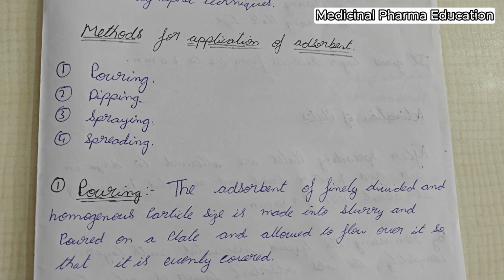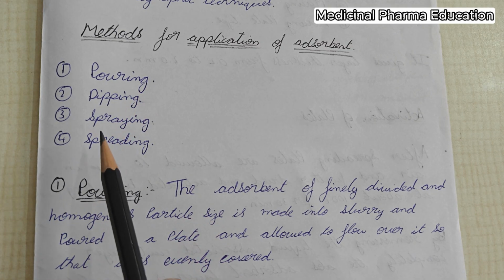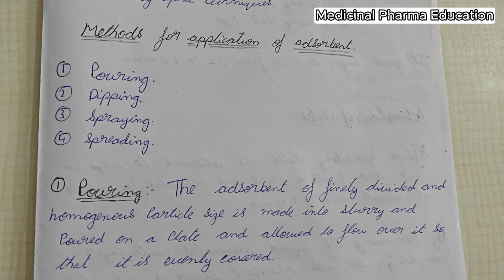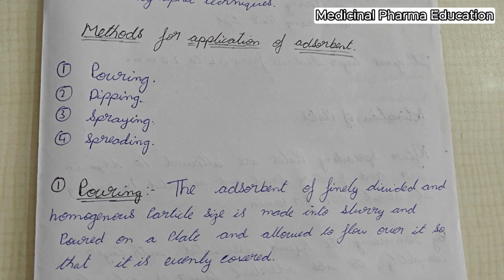Methods of application of adsorbent: pouring, dipping, spraying, and spreading. By the name only you can tell the method. Pouring means the liquid from the beaker is poured on the glass plate. Dipping means we dip the TLC glass plate into the solution. Spraying means we spray it using a sprayer. Spreading means we use an instrument to spread it evenly.